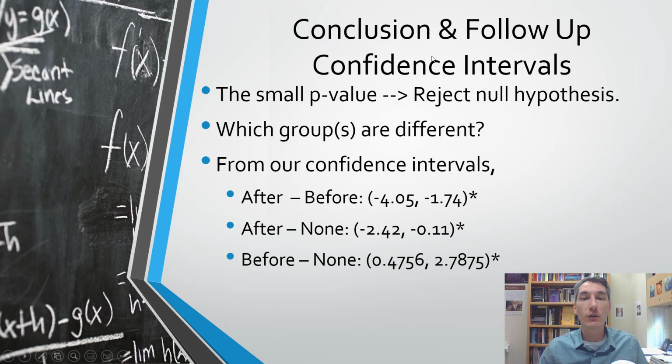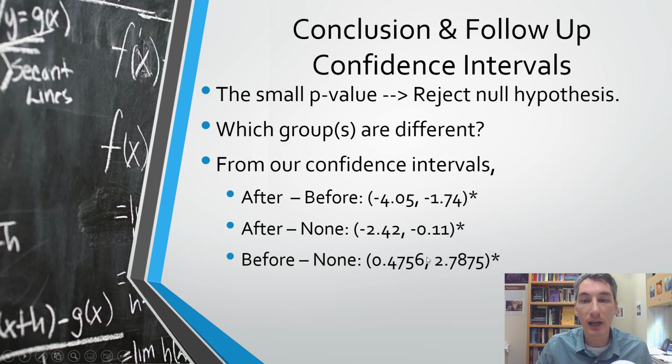Well, you can do a follow-up confidence interval test by clicking a button in the applet, and it'll give you the 3 confidence intervals comparing after and before, comparing after and none, and comparing before and none. And you can see that all 3 are significant because they're highlighted with an asterisk. None of them include 0.